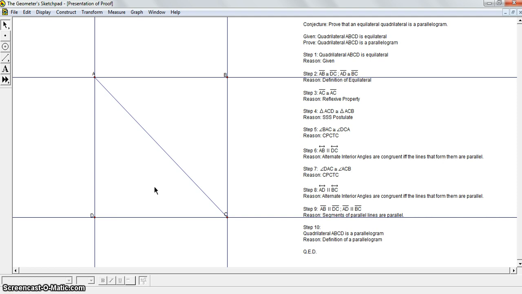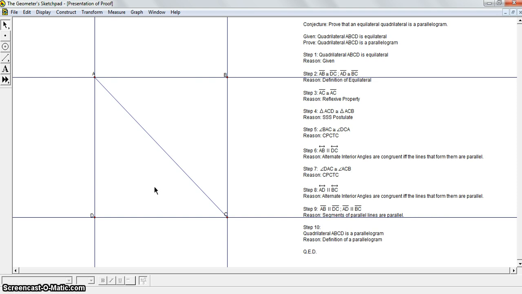Now I can use CPCTC to say that angles BAC and DCA are congruent. In step 6, I can use the alternate interior angle theorem, which says alternate interior angles are congruent if and only if the lines that form them are parallel.